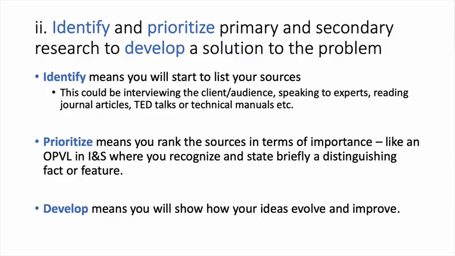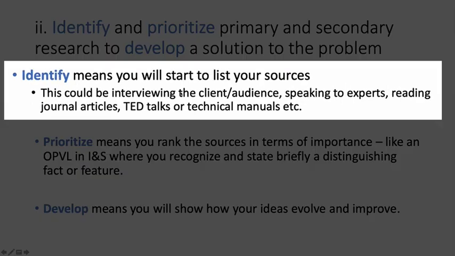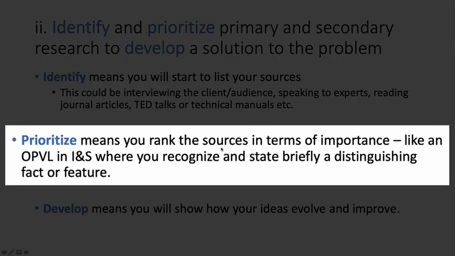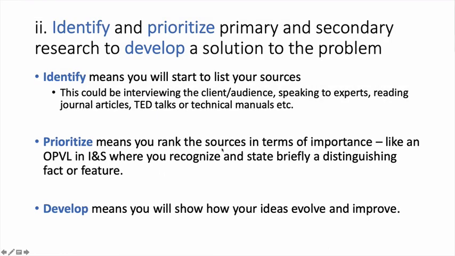Okay, so strand 2. You have to identify and prioritise both primary and secondary research to develop a solution to the problem. That's a lot. Identifying means basically you can create a list or a brainstorm of the type of sources that will help you understand your problem. And prioritise means that you've got to rank them in terms of importance, kind of like in INS where you do an OPVL.